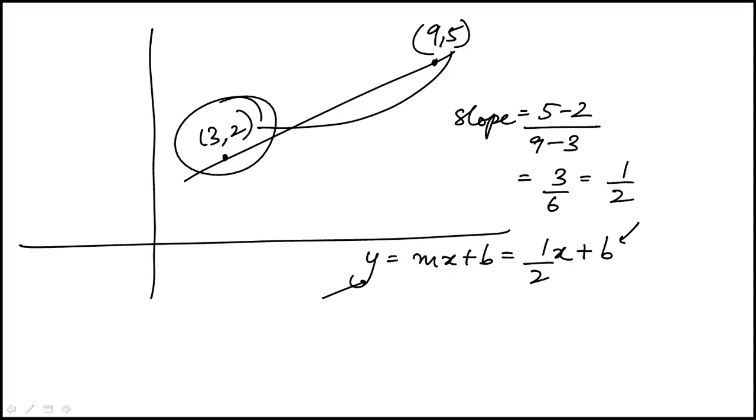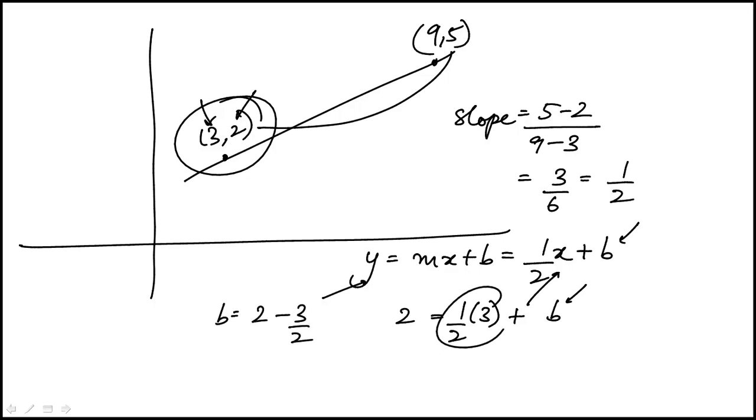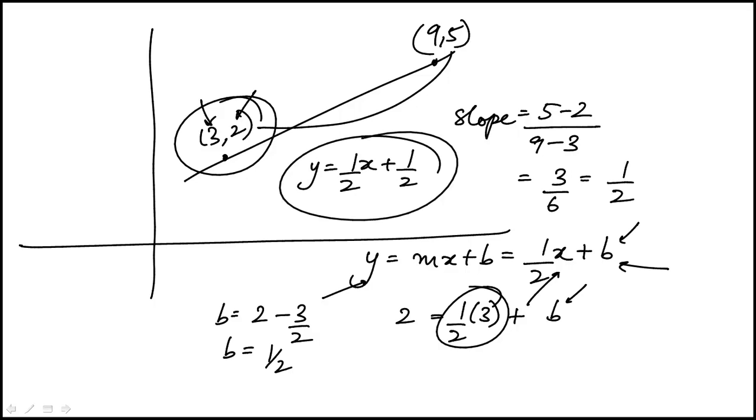We know that the line passes through that point, so it has to satisfy this condition. What that means is when x is 3, y must be 2. So you make x 3, and we still don't know what b is, then y has to be 2. So we can use this to compute b. 2 minus 3 over 2, so this is 3 over 2, that becomes half. So the y-intercept there is just half. And now we have the complete equation of the line.